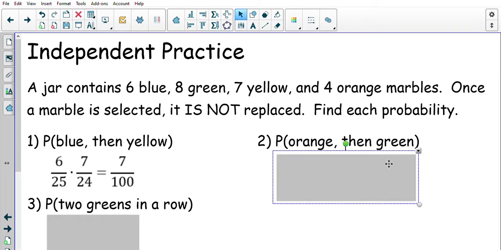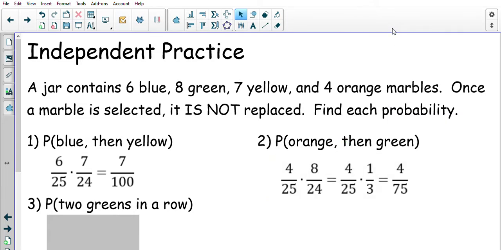Number 2, probability of orange, then green. Orange is 4 out of 25. Green is 8 out of 24, which reduces to 1/3. We get 4 out of 75. Finally, number 3, probability of 2 greens in a row. The first green is 8/25. The second green is 7/24. Neither of those reduces, although you can cross reduce. You will get 7/75.